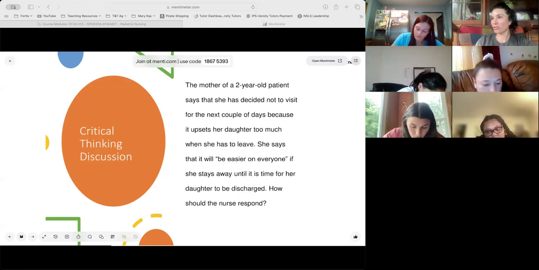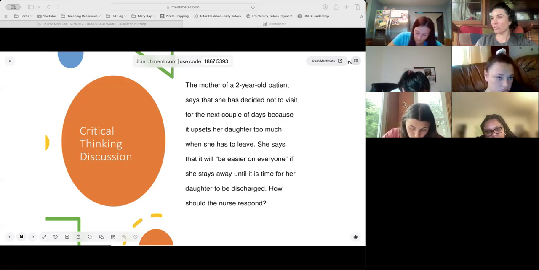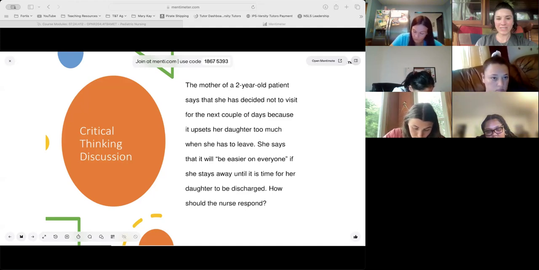She does regroup. She does interact again after mom leaves. She doesn't scream the entire time that she's gone. So lots and lots of education here. We want mom to be visiting regularly. We want her to be involved in care.